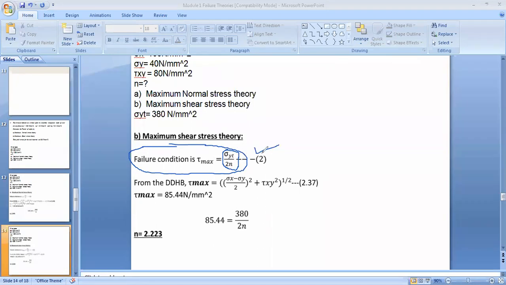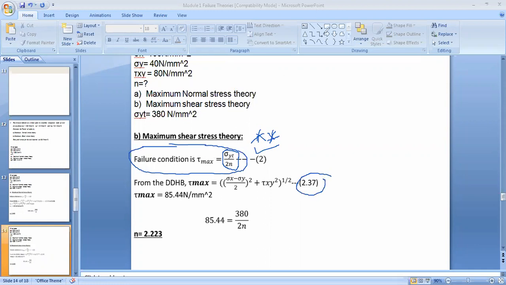This formula is not available in your data handbook. You should remember this failure condition for only the maximum normal stress and shear stress theories. Whatever the design criteria and design equation, you will get them in the data handbook.